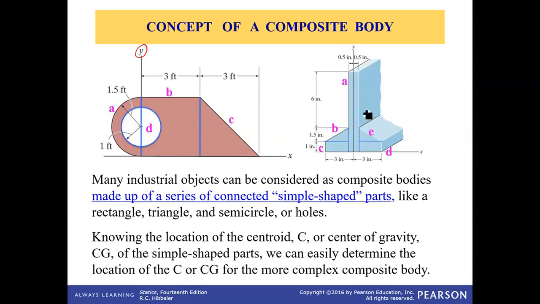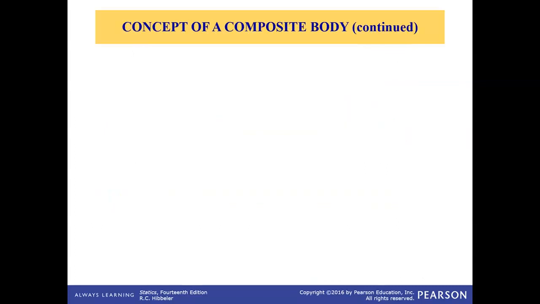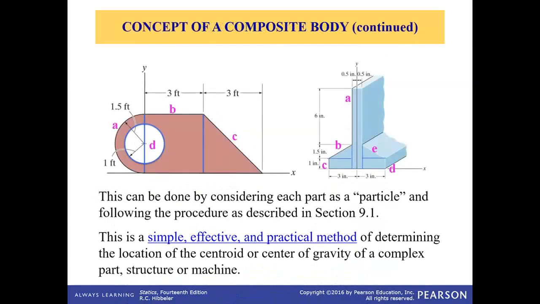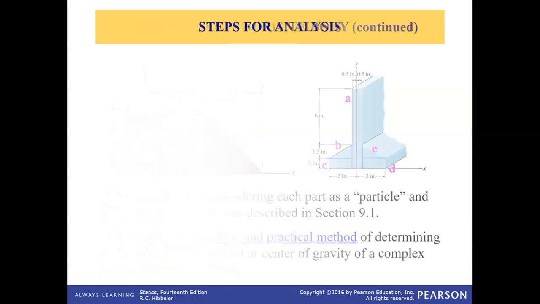If it's a three-dimension object, such as here, it's made up of different shapes, such as a big rectangular plate in the middle, two triangles, and two small rectangles at the base. Now for this part, we need to add all the centroids, and for here, we need to subtract the centroid for the circular shape. This can be done by considering each part as a simple particle and following the procedure described in section 9.1. This is a simple, effective, and practical method of determining the location of the centroid or center of gravity of a complex part, structure, or machine.